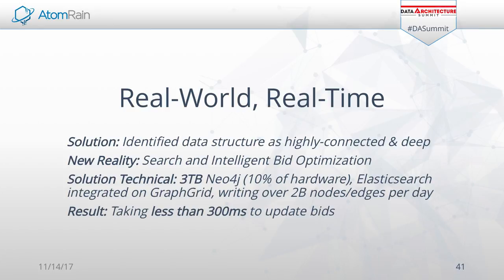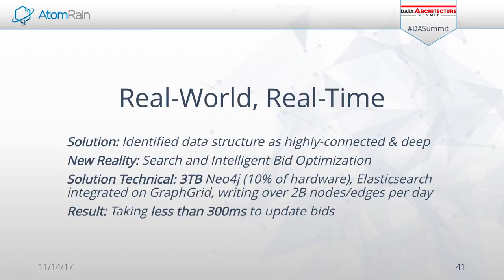We converted that from the SQL solution to Neo4j, and we saw that on 10% of the original hardware, so no distributed, no federated queries, a single Neo4j instance, we could write over 2 billion nodes and edges per day from that clickstream coming in. And we could answer the question of what the next bid should be in under 300 ms. So we went from over an hour, not finishing, to this. We took an OLAP operation and made it OLTP.